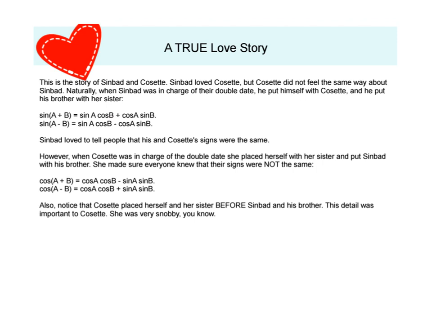However, when Cosette was in charge of the double date, she placed herself with her sister and put Sinbad with his brother. She made sure that everyone knew their signs were not the same. So here's Cosette. She's in charge. Cosette is with her sister. Sinbad is with his brother. Their signs are not the same: plus, minus, minus, plus. Also notice that Cosette placed herself and her sister before Sinbad and his brother. This detail was important to Cosette. She was very snobby, you know.